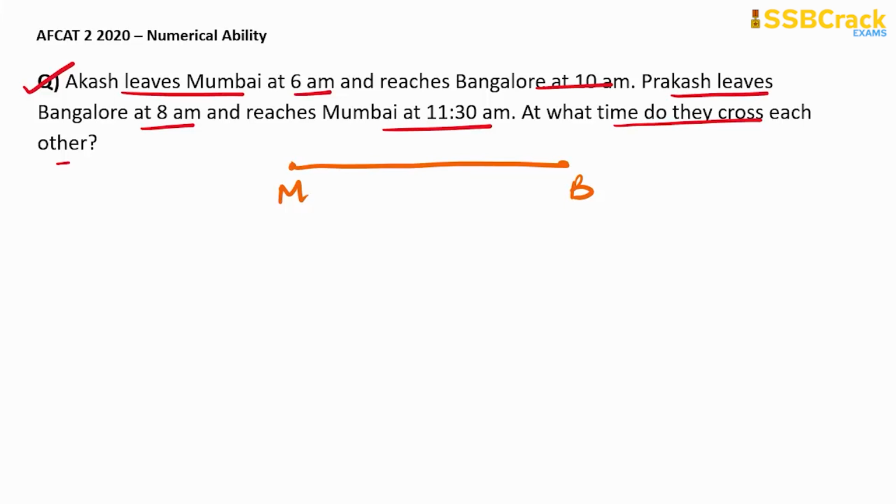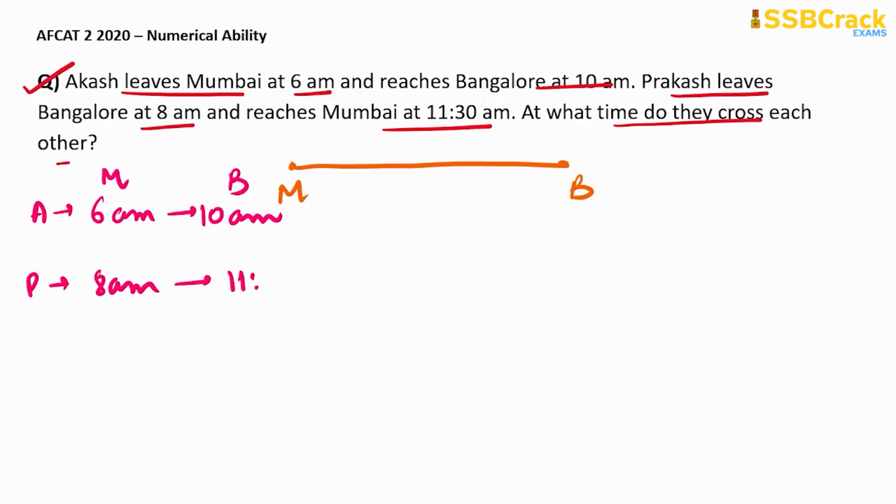So Akash started his journey at 6 am, right, and he reaches at 10 am, right, from Mumbai to Bangalore. Similarly, Prakash started his journey at 8 am and reaches his destination at 11:30 am, right, and he is traveling from Bangalore to Mumbai, right. Now we can see that Akash completed his journey in 4 hours while Prakash completed his journey in 3.5 hours, right? Now we have to find the time at which they'll cross each other, right?